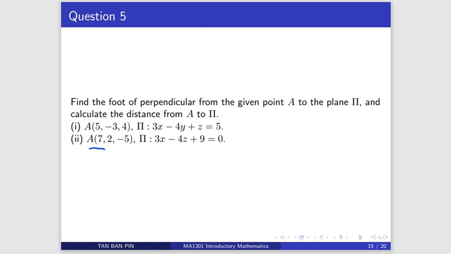The working for part 2 is the same as part 1. It's just that you have a different point and an equation of a different plane.